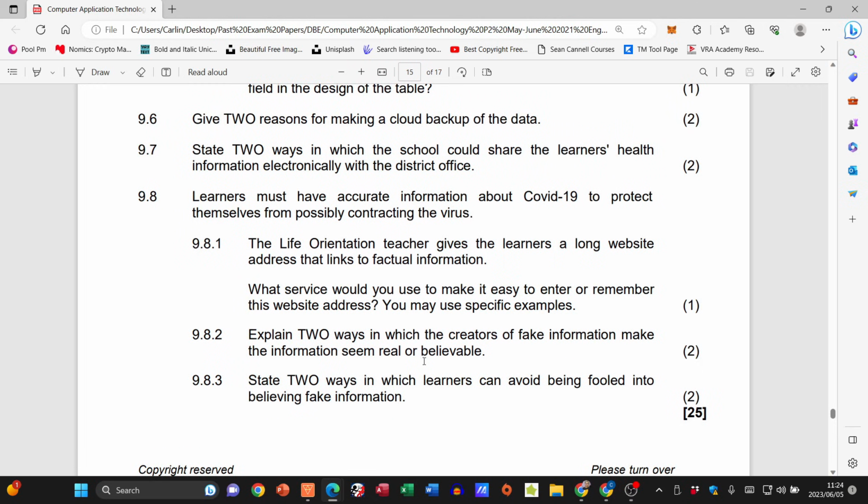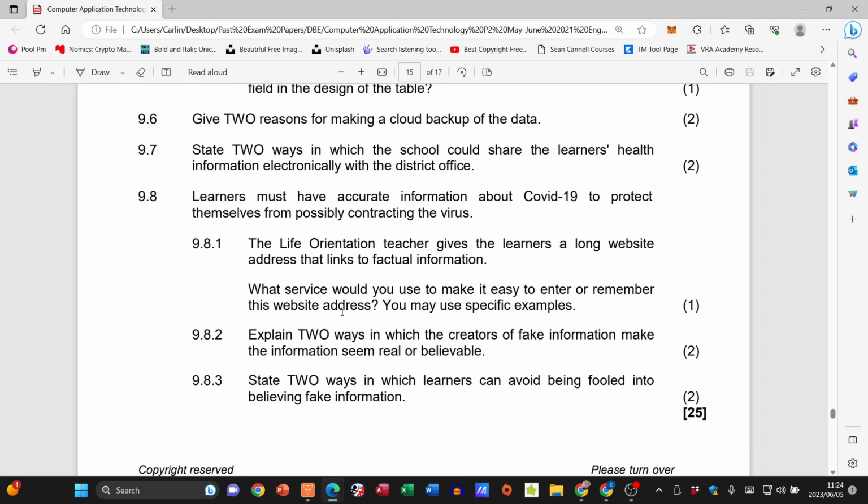And then as we bring question 9 to an end, here we see the learners must have accurate information about COVID-19 to protect themselves from possibly contracting the virus. And then we've got 3 questions. The life orientation teacher gives the learners a long website address that links to factual information. What service would you use to make it easier to enter or remember this website address?